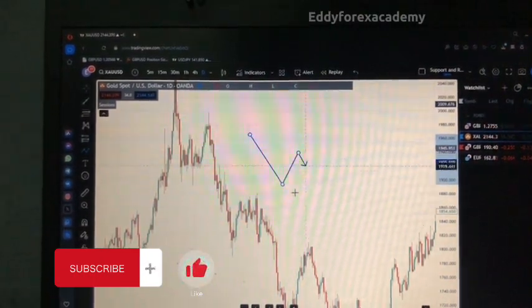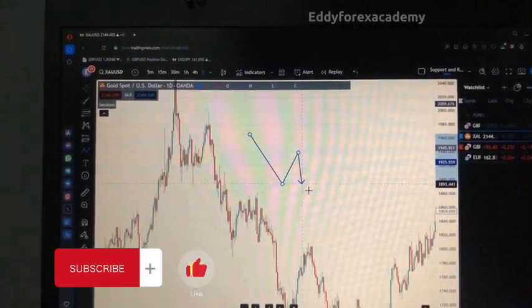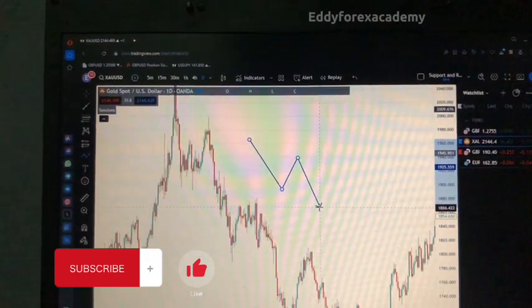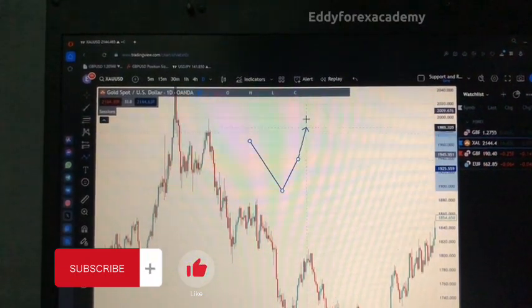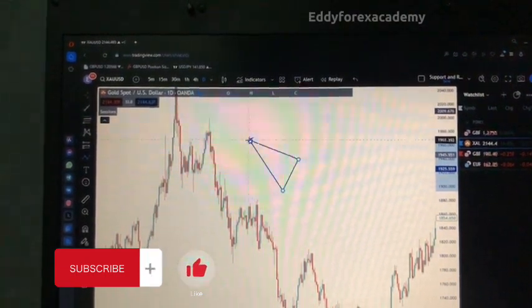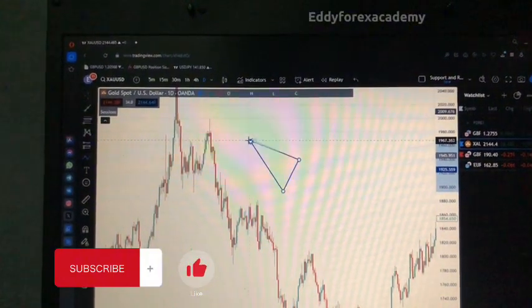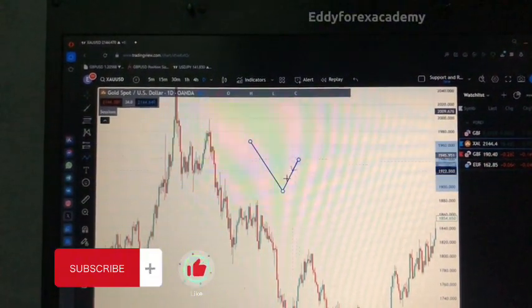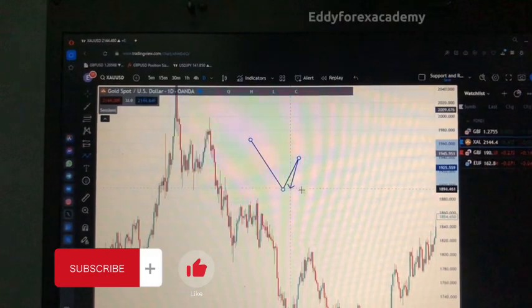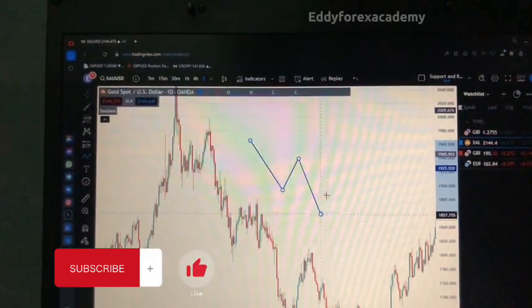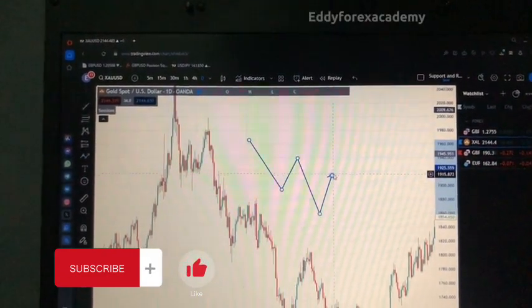Whenever price breaks this lower low, this is where we can say we are in a downtrend, because price can basically break this high here. So whenever we call it a downtrend is when price breaks this lower low and gives us a low here and comes back. So that's basically the downtrend.